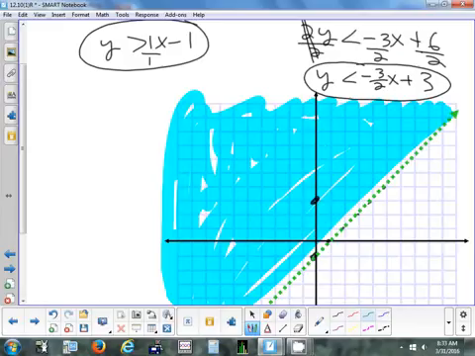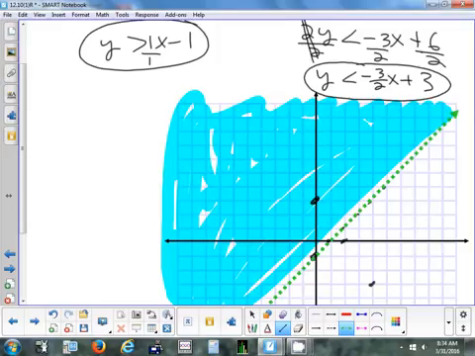Go down 3. And then 2 to the... Which way? To the right. Yep. So down 3, right 2. I'm going to do it one more time. Down 3, right 2. Solid or dotted? Dotted again. Yep. Okay, so we've got a dotted line.